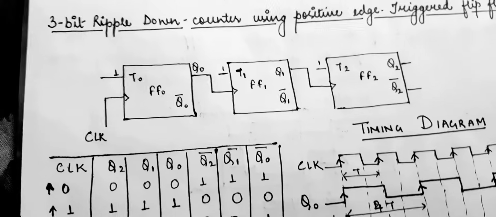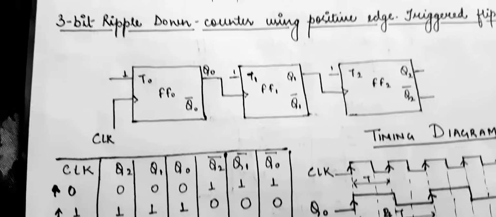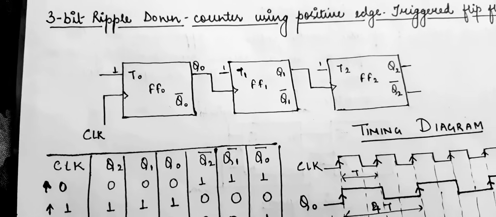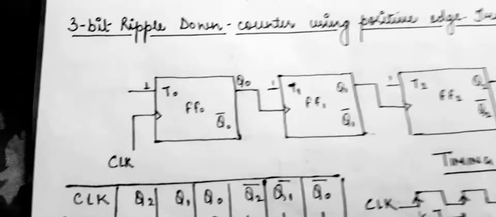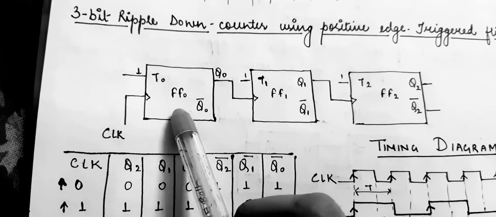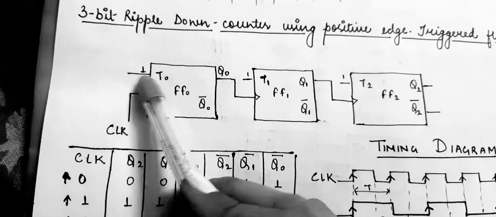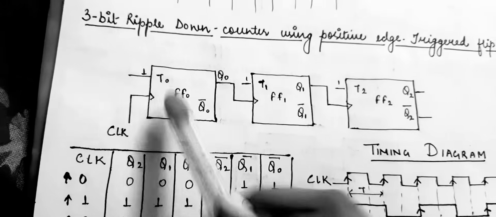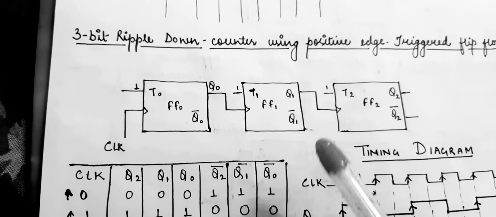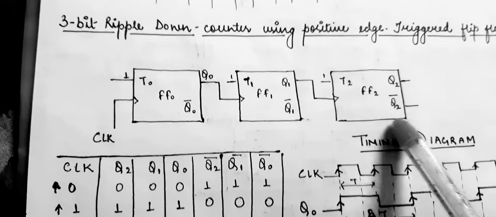Clear? Now in the previous lecture we used the JK flip-flop. Here in this lecture we'll draw it through T flip-flops. Here we can see at flip-flop FF0, flip-flop 0, the input applied is 1 to T0 and your Q0 is the output. Same is for flip-flop 1 and flip-flop 2.